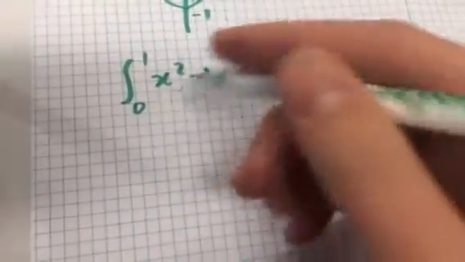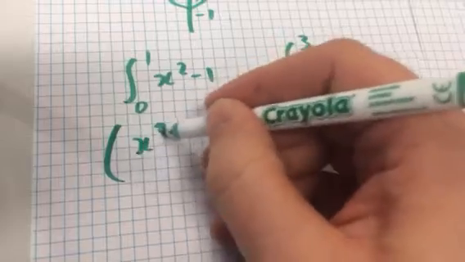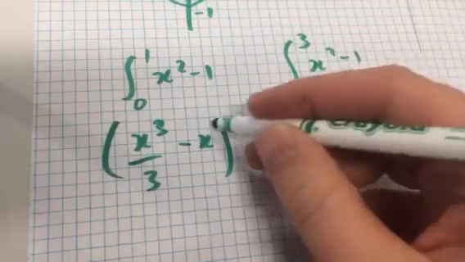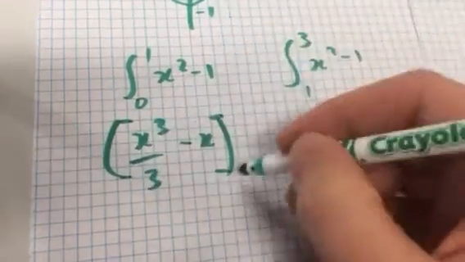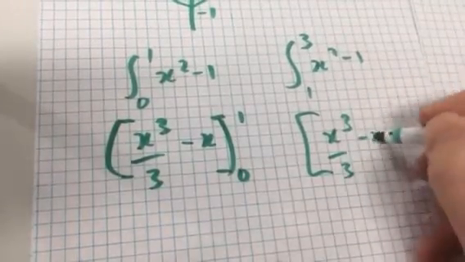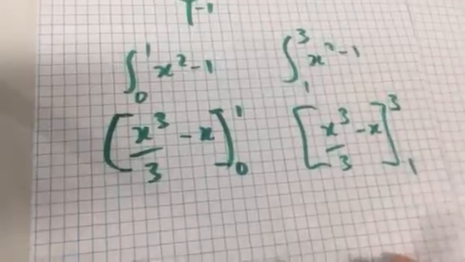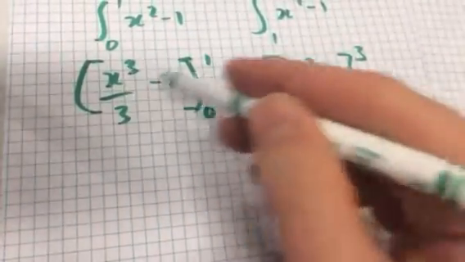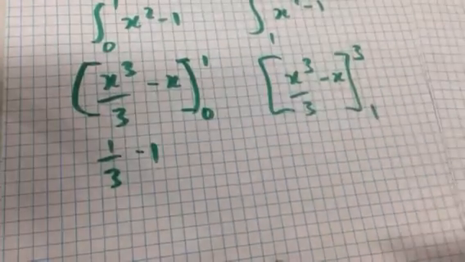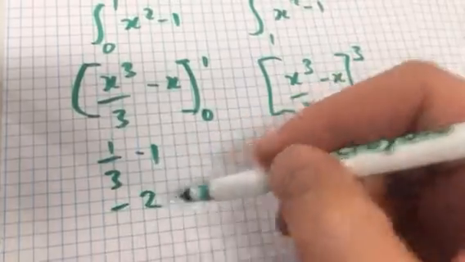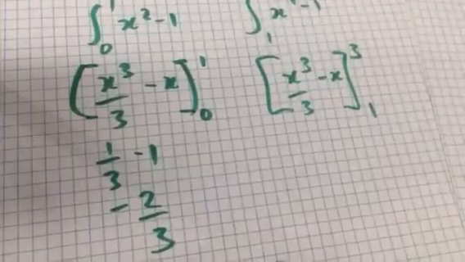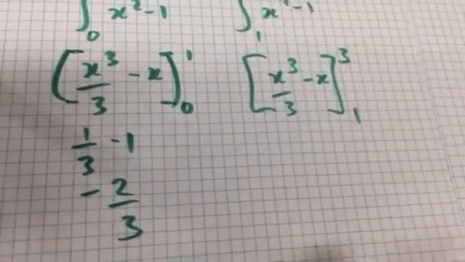If I go through that same process again, I'm going to use the answers we had earlier. x cubed over 3 minus x, in square brackets, between 0 and 1, and x cubed over 3 minus x, square brackets, between 1 and 3. For the first one, you'll get 1 over 3 minus 1, which will give you minus 2 over 3. So there we might have seen some subtraction because it's negative, although in integration we'll just take the positive value for an area.